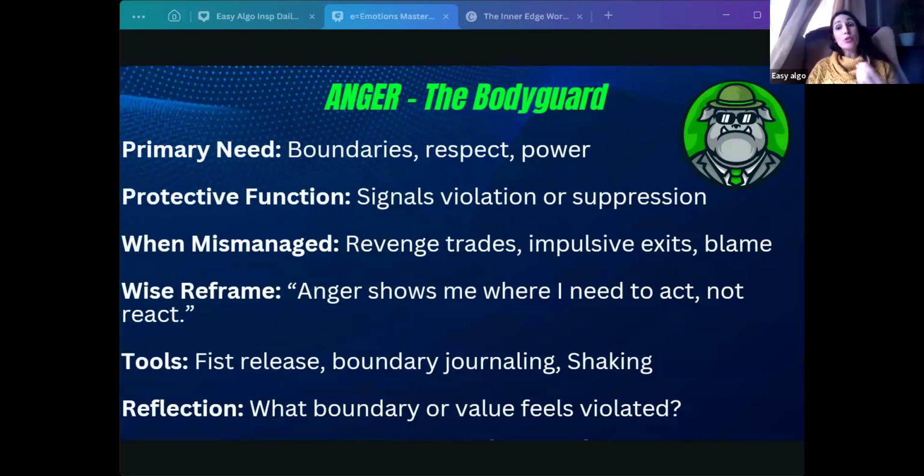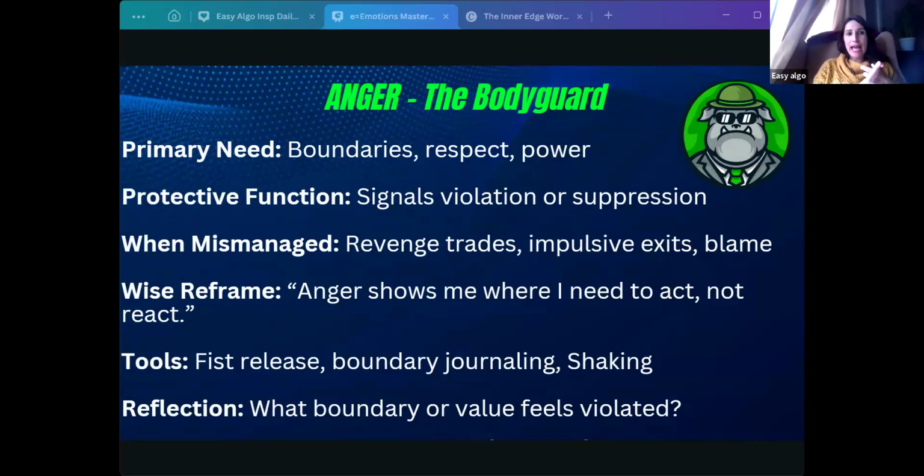As we look at our toolbox, I want you to start to say, okay, this tool works for this emotion for me. So this is going to be customized, okay? So our wonderful anger is our bodyguard emotion. It's there to really keep our boundaries safe. It comes up when we feel powerless. It's there to help us feel a sense of power again.